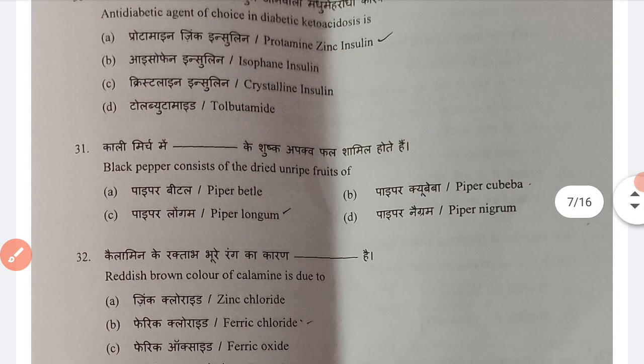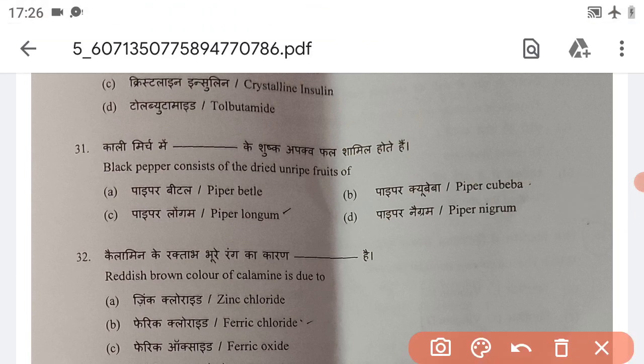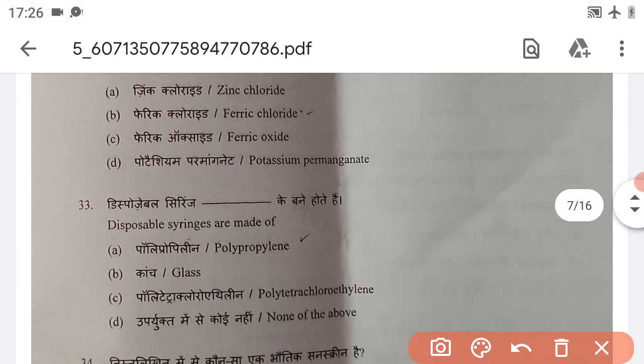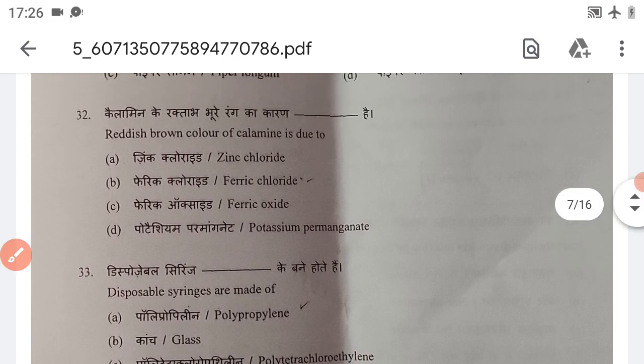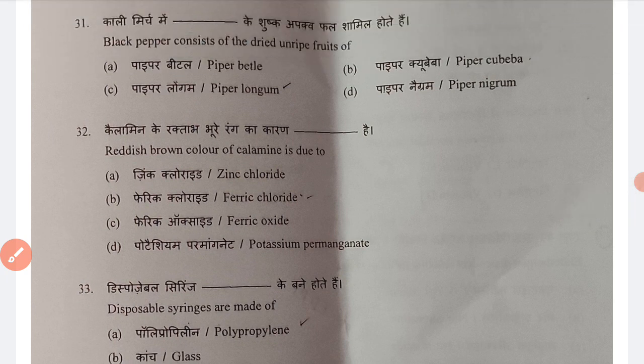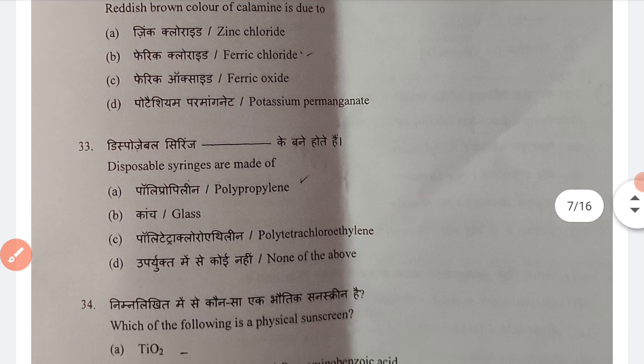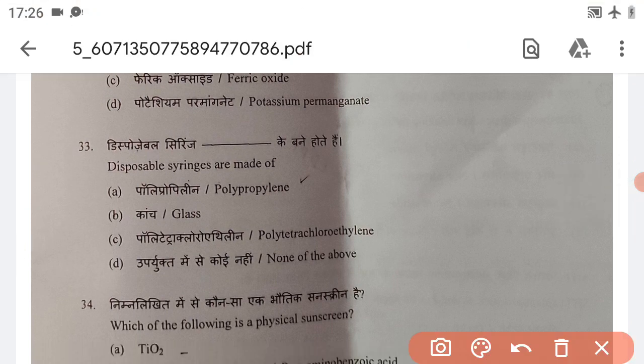Black pepper consists of dried unripe fruit of Piper nigrum. Next, the reddish brown color of calamine is due to ferric oxide, option C is right. Next, disposable syringes are made up of polypropylene.